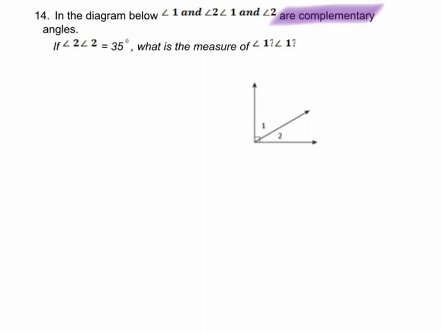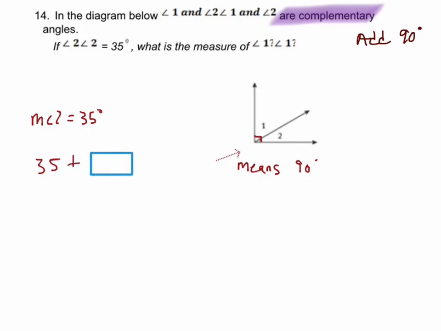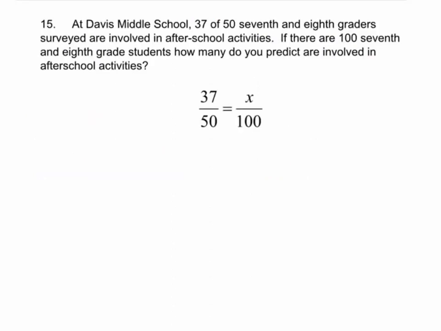Complementary. So what does complementary mean? Complementary is add to 90. Alright, and anytime you see, and I'm going to try and outline this, this symbol, that means 90 degrees. Okay, so measure angle 2 equals 35 degrees. So 35 plus, what, equals 90. Come on, we need to know this. You need to, ready? Oh, that's not gonna be good. You need to, oh, no.